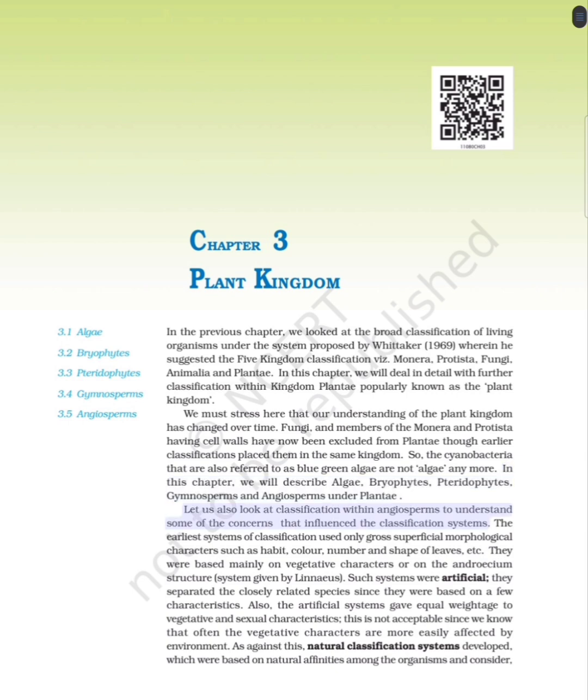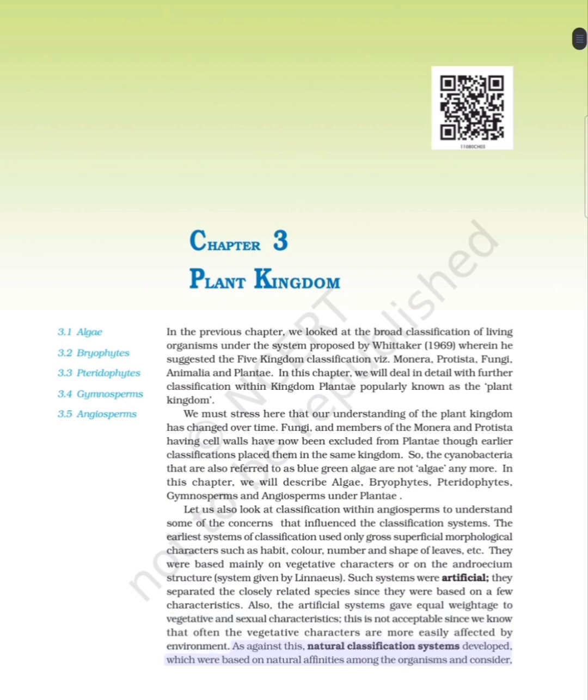Let us also look at classification within angiosperms to understand some of the concerns that influence the classification systems. The earliest systems of classification used only gross superficial morphological characters such as habit, color, number and shape of leaves, etc. They were based mainly on vegetative characters or on the androecium structure system given by Linnaeus. Such systems were artificial; they separated closely related species since they were based on a few characteristics. Also, the artificial systems gave equal weightage to vegetative and sexual characteristics. This is not acceptable since we know that often the vegetative characters are more easily affected by environment.